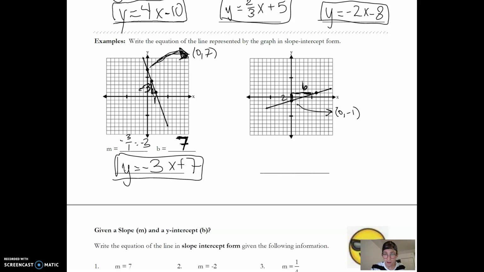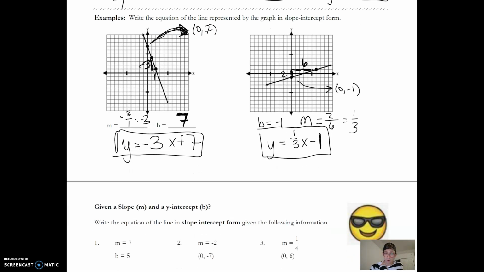Alright, made some markings. First of all, we have a point on the y-axis at (0, -1), so our b value is -1. Our slope m, I drew my triangle starting on the left, going up or down first, and then drawing over. Looks like it's rise +2 over run +6, which simplifies to 1/3, giving us our equation y equals 1/3 x minus 1. That is finding the equation of a line in slope-intercept form from a graph.